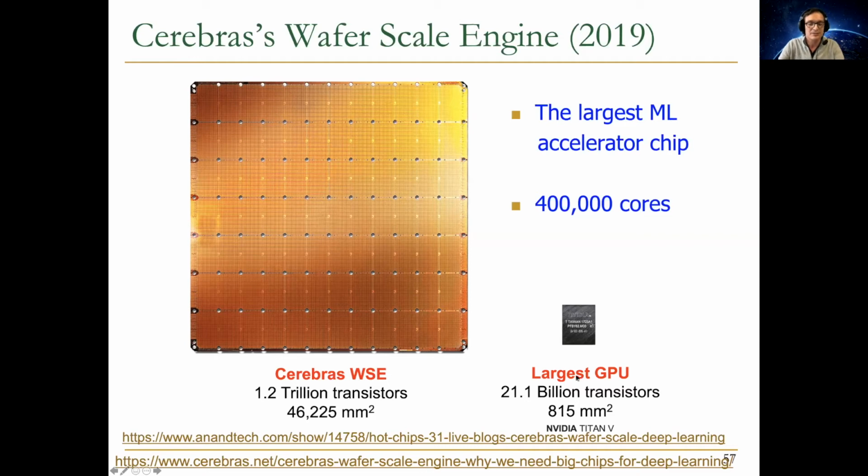GPU clearly has been around for a long time. GPUs are old right now. I cannot talk about GPUs anymore as something new. But these are some of the very capable computation engines, right? GPUs, 21.1 billion transistors, NVIDIA Titan GPU, Titan V. And it's big, 815 square millimeters.